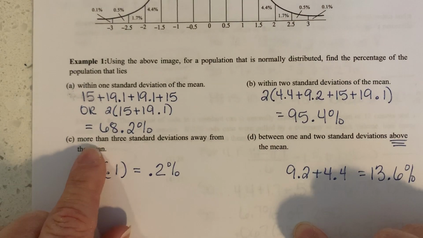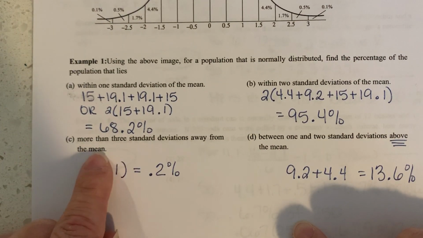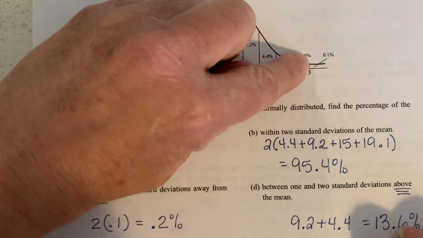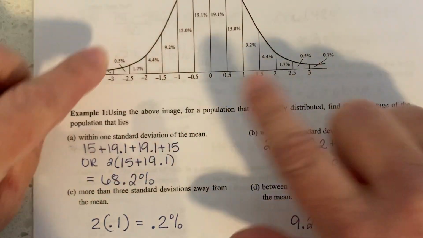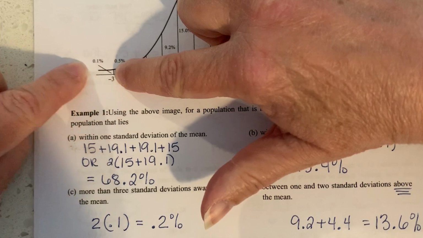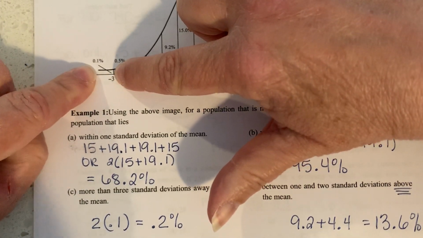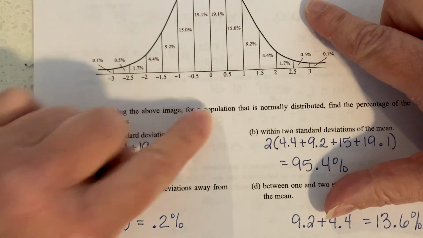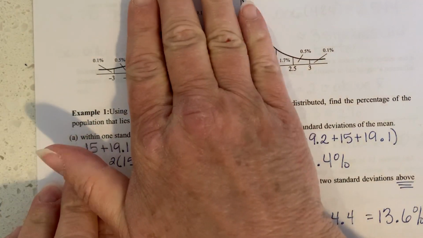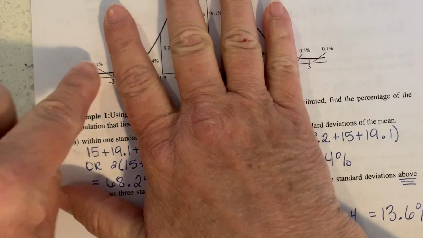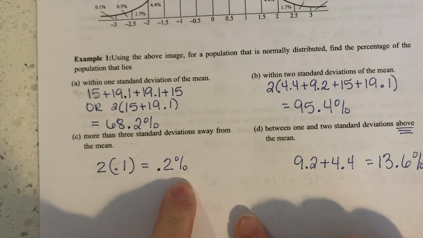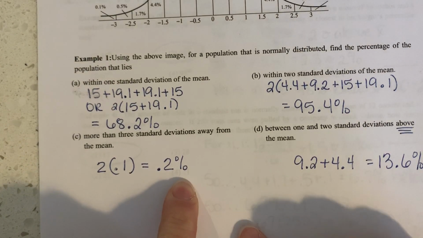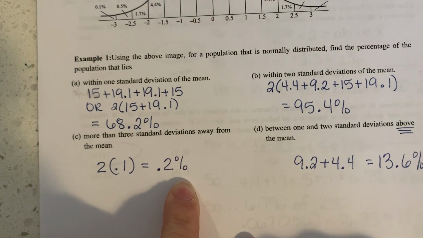All right, so then it says, what's more than 3? So more than 3 standard deviations away. All right, so if you look over here, 0.1% is more than 3 away. And if you go in the negative direction to -3, another 0.1% is more than 3 standard deviations away from the mean. So all you have that's more than 3 is 0.1 and 0.1. And so 0.1 times 2 is 0.2%. So very, very little data is more than 3 standard deviations away from the mean in a normal distribution.